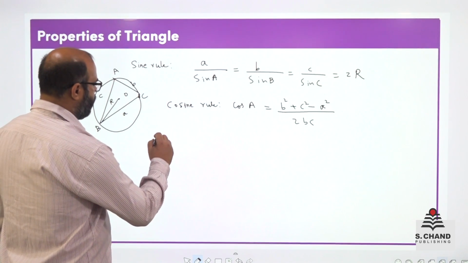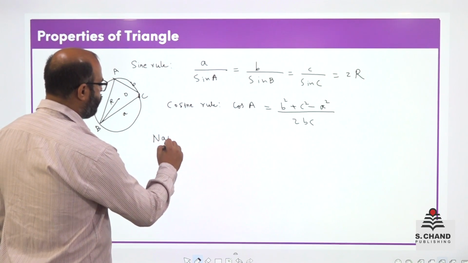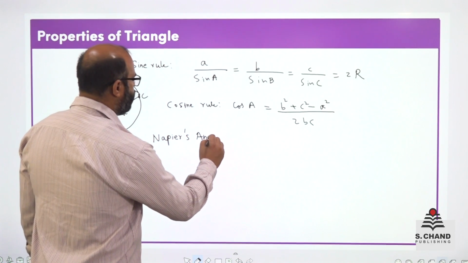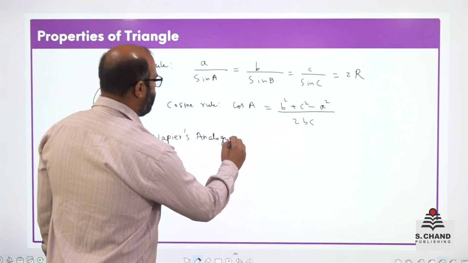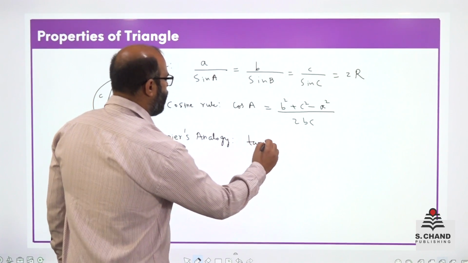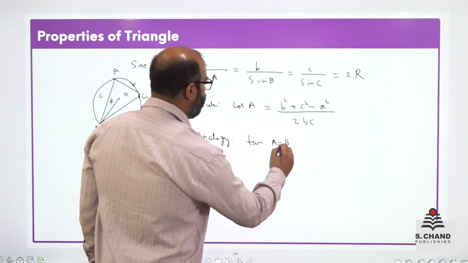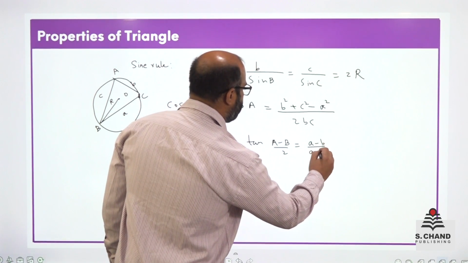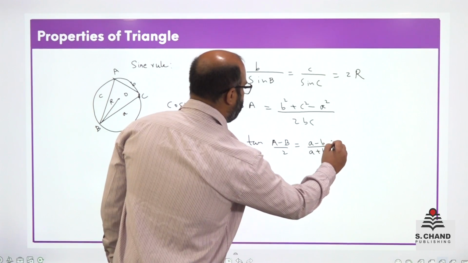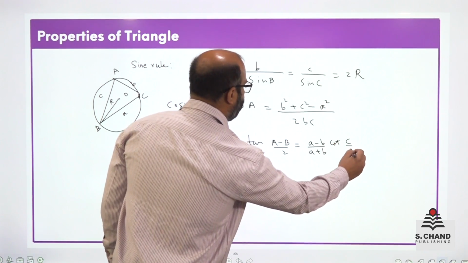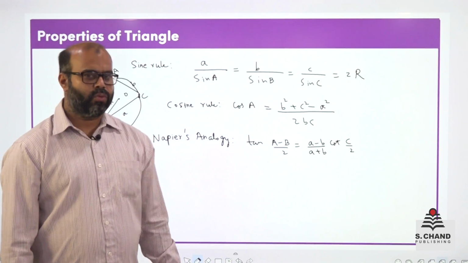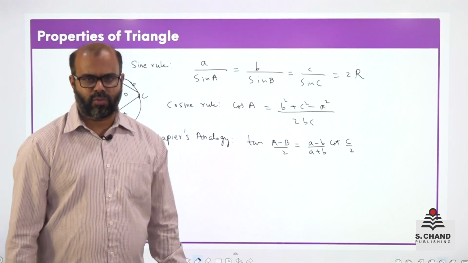Next we have Napier's analogy. What is Napier's analogy? Napier's analogy says that tan of (A minus B) by 2 is equal to (a minus b) upon (a plus b), these are the sides, into cot C by 2. Similarly, you can make the formula for tan (B minus C) by 2 and tan (C minus A) by 2 also.